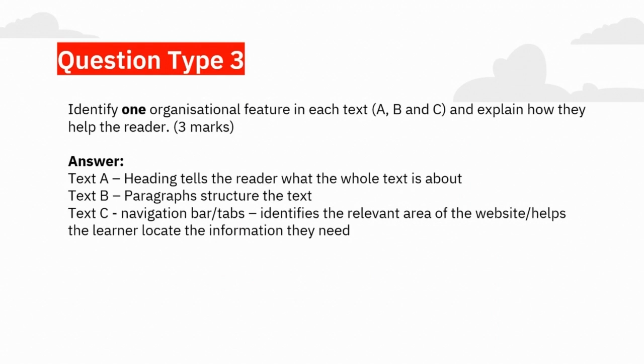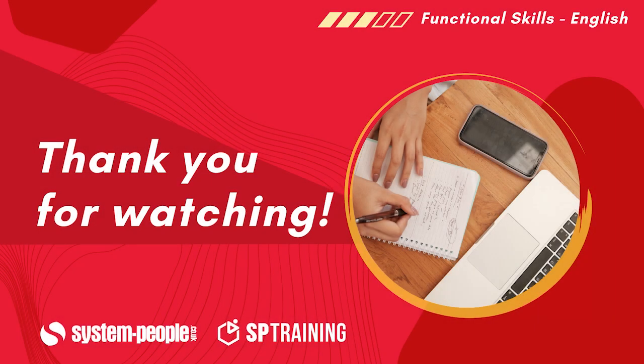So in order to get the 3 marks, I must explain how each one of these help the reader. So from text A, the heading tells the reader what the whole text is about. From text B, the paragraphs structure the text for the reader. And text C, the navigation bar, identifies the relevant area of the website or helps the learner locate the information that they need. Always remember to read each question properly when you're answering it to ensure you get all the marks available to you.